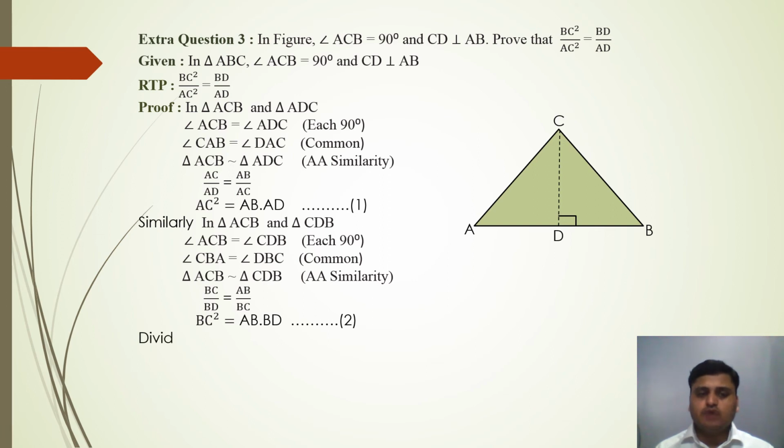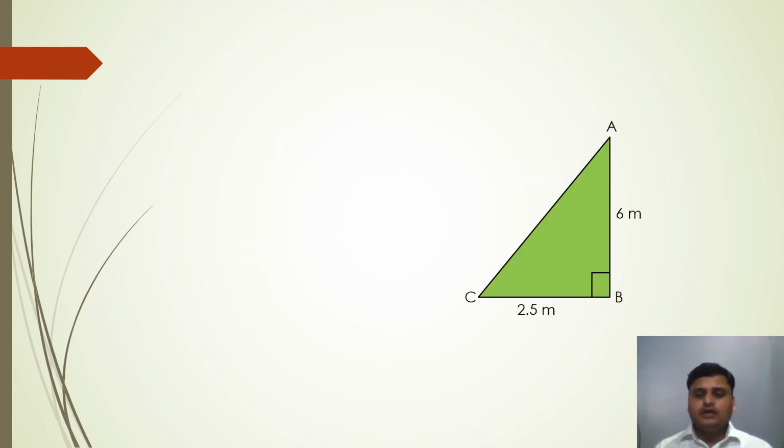Now as per the requirement, we will divide these two equations because we need BC square by AC square, so divide 2 by 1. So BC square divided by AC square will be equal to AB into BD divided by AB into AD, and AB will be cancelled, so we are getting BC square by AC square is equal to BD by AD. In this way, now we will come to another question.